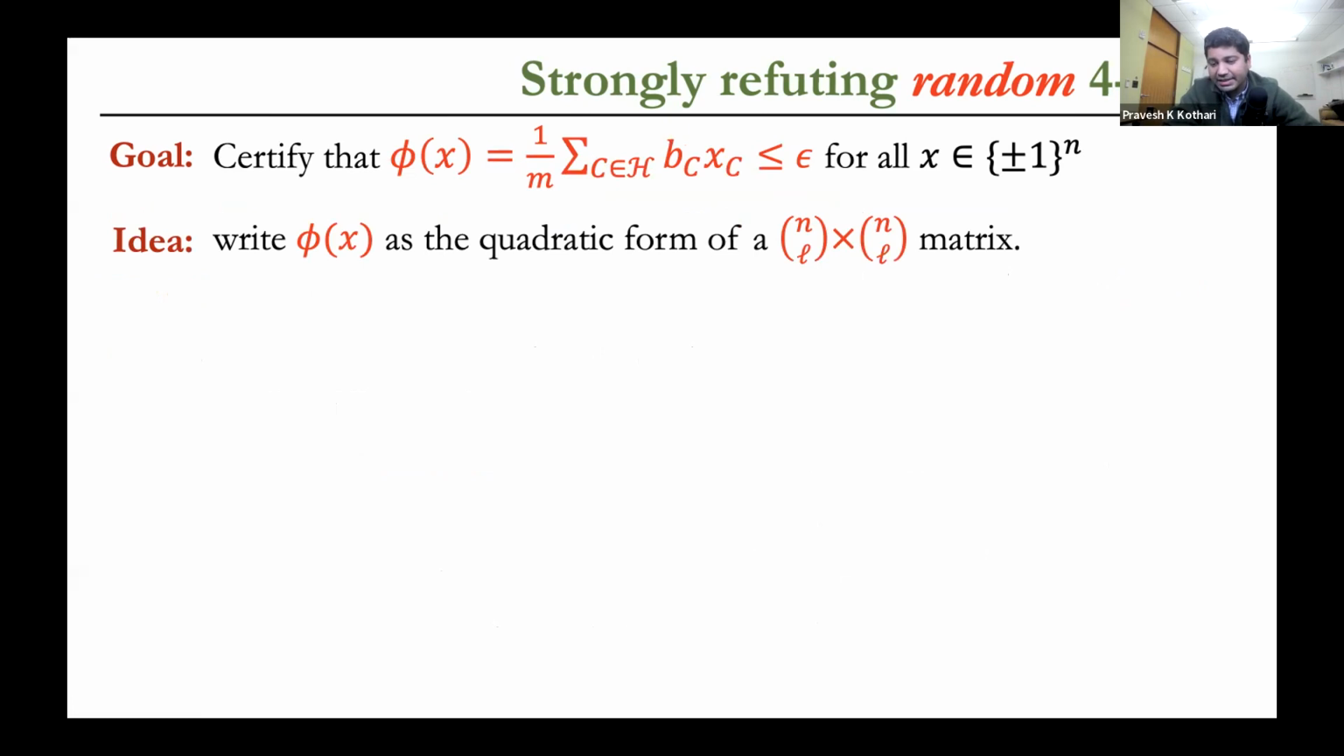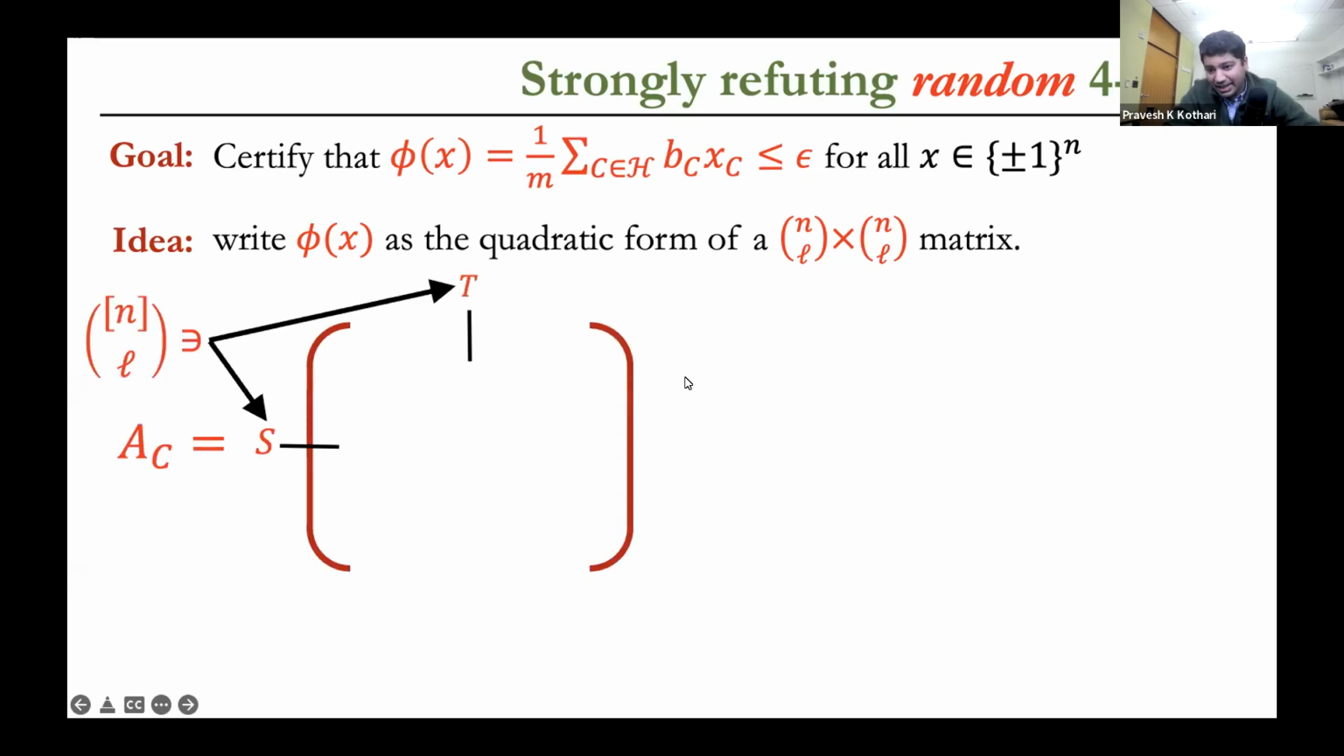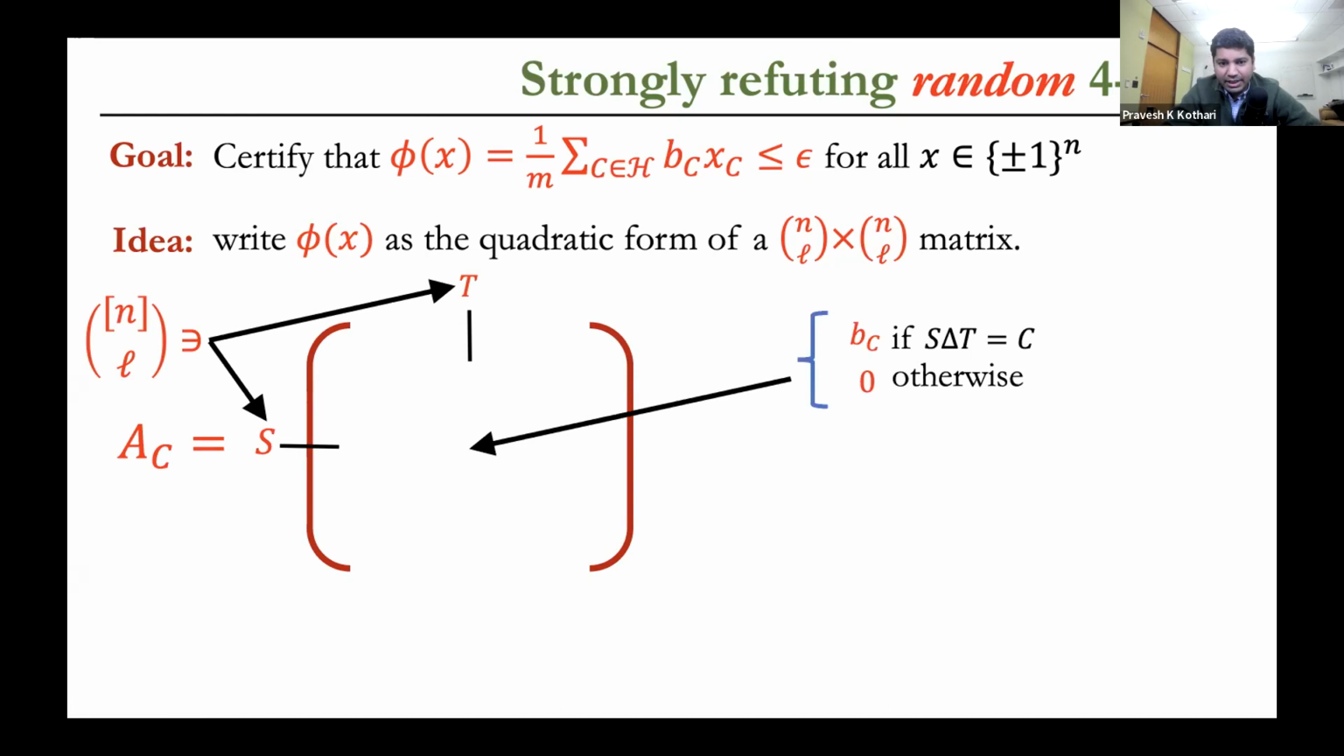But this time I'm going to write it as a quadratic form of a huge matrix. For this parameter L, I'm going to construct an n choose L by n choose L matrix, okay? You can almost see by the dimensions of the matrix what the rows and columns should be. They should clearly be subsets of variables of size L, okay? And what entries should they have? Well, I'm going to have an entry of b sub C if the symmetric difference of the row and column indexing subsets happens to be a 4-size set, a 4-tuple, which corresponds to a constraint, okay? Otherwise, it's going to be 0, okay?